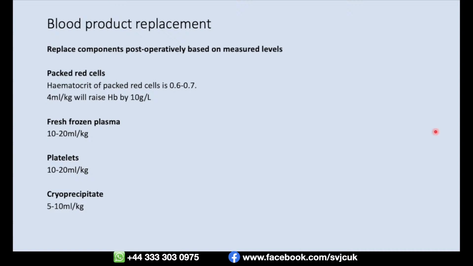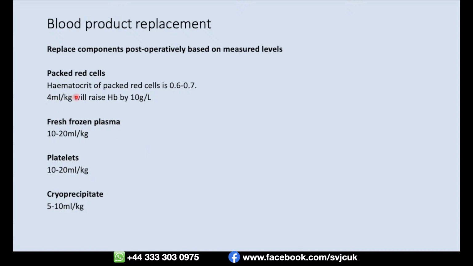And then moving on to blood product replacement in the post-operative period. So in this situation, perhaps your child is hemodynamically stable and they're not bleeding, but you're measuring the full blood count, and you might be looking at the coagulation screen and seeing abnormalities there. And these are the sorts of volumes that you'll see quoted for replacing these various things.